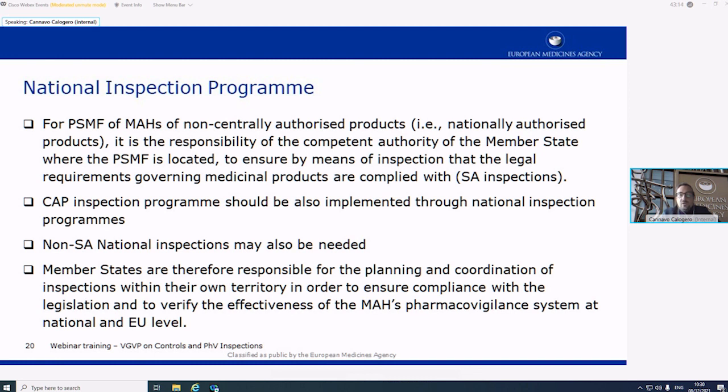Also, we have the non-supervisory authority national inspection that may be requested, as I mentioned before, to follow up some supervisory inspection issue or to check a national requirement. This non-supervisory authority national inspection may still be required. And the last point is just to highlight that the member states are responsible for the planning and coordination of the inspection within their own territory, in order to ensure compliance with the legislation and to verify the effectiveness of the pharmacovigilance system at the national and EU level.